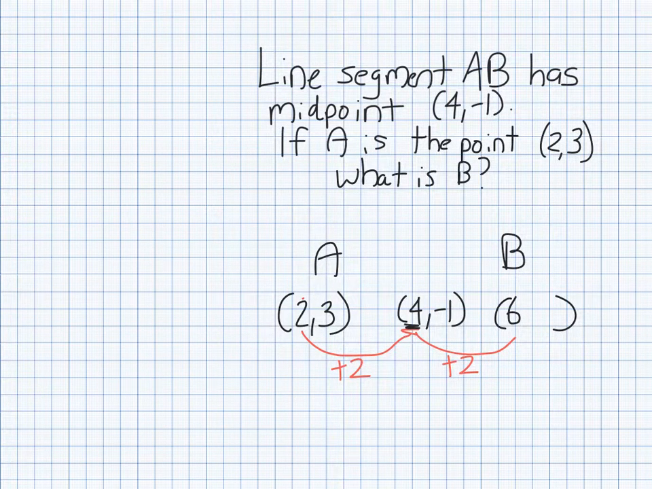We do the same for the y values. How do we get from the y value of A to the y value of the midpoint? To get from 3 to minus 1, you subtract 4. So we're going to have to do that again. Subtract 4 again. Minus 4 gives you minus 5, okay? And that makes sense. We know we're right because minus 1 is halfway between 3 and minus 5.